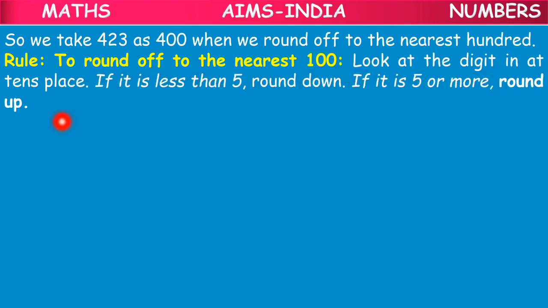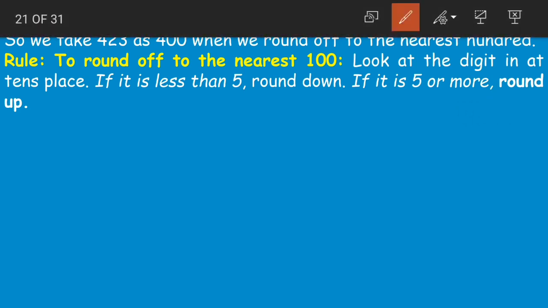Look at the digit in the tens place. If it is less than 5, round down. If it is 5 or more, round up. If you remember, for rounding off to the nearest 10, what did we do, students? For example, there was this number 154 and we needed to round it off to the nearest 10. Yes, to the nearest 10. We looked at the number in the ones place. If it was less than 5, we rounded down. If it was equal to or greater than 5, we rounded up.